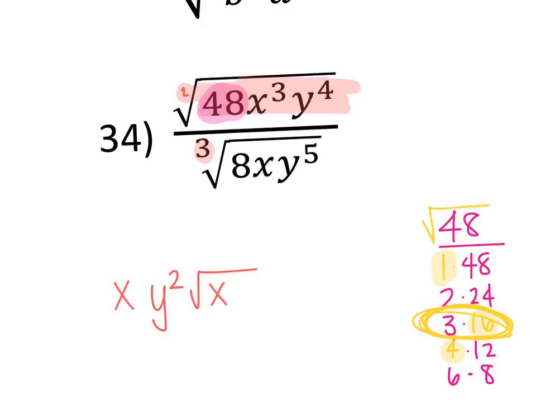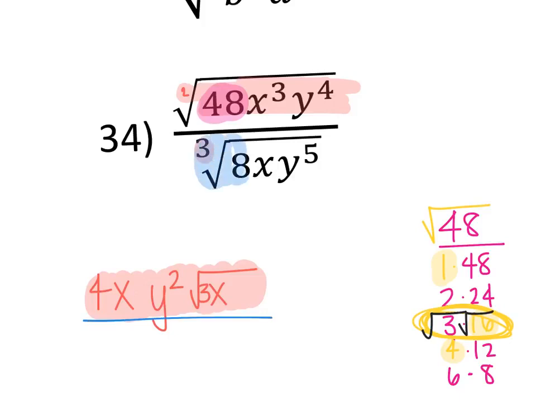Instead of the square root of 48, I can think of it as the square root of 3 times the square root of 16. The square root of 3 doesn't exist, not as a whole number, so we're going to leave it on the inside. The square root of 16 is 4. So this is now my numerator of my problem: 4xy squared times the square root of 3x.